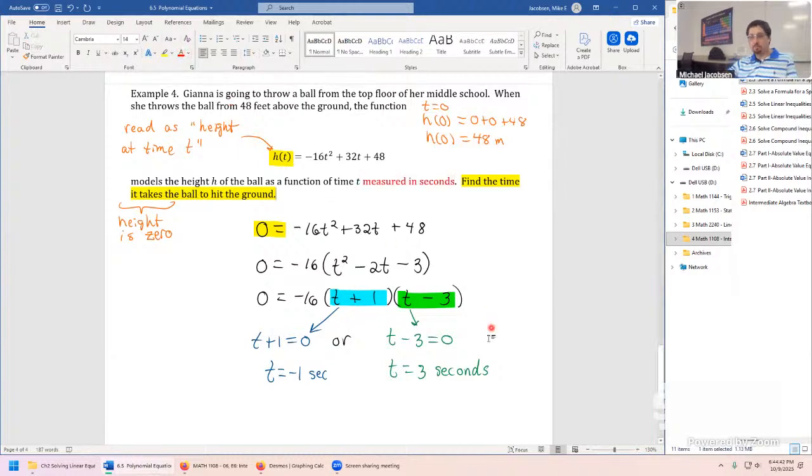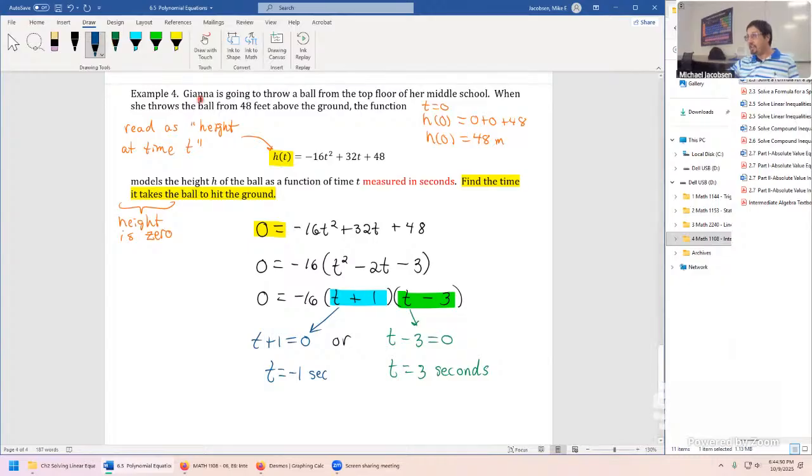This definitely would not be in hours. That'd be weird gravity, for example. So that makes sense. But what doesn't make sense is the negative 1 seconds. Gian is not a time traveler, so the ball didn't hit the ground in the past, she's just about to throw it. So this one's out, it's just nonsensical. It'd be the 3 seconds.